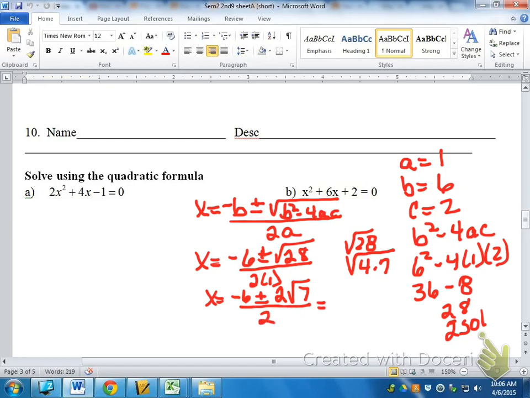Can I cancel anything out of all 3 terms? A 2. So that becomes a 3, that becomes a 1, that becomes a 1. So my final answers would be negative 3 plus or minus the square root of 7. You do not have to write it over 1. And there are 2 answers there, negative 3 plus the square root of 7 and negative 3 minus the square root of 7. But you can write it all as one set. Okay, questions about that?